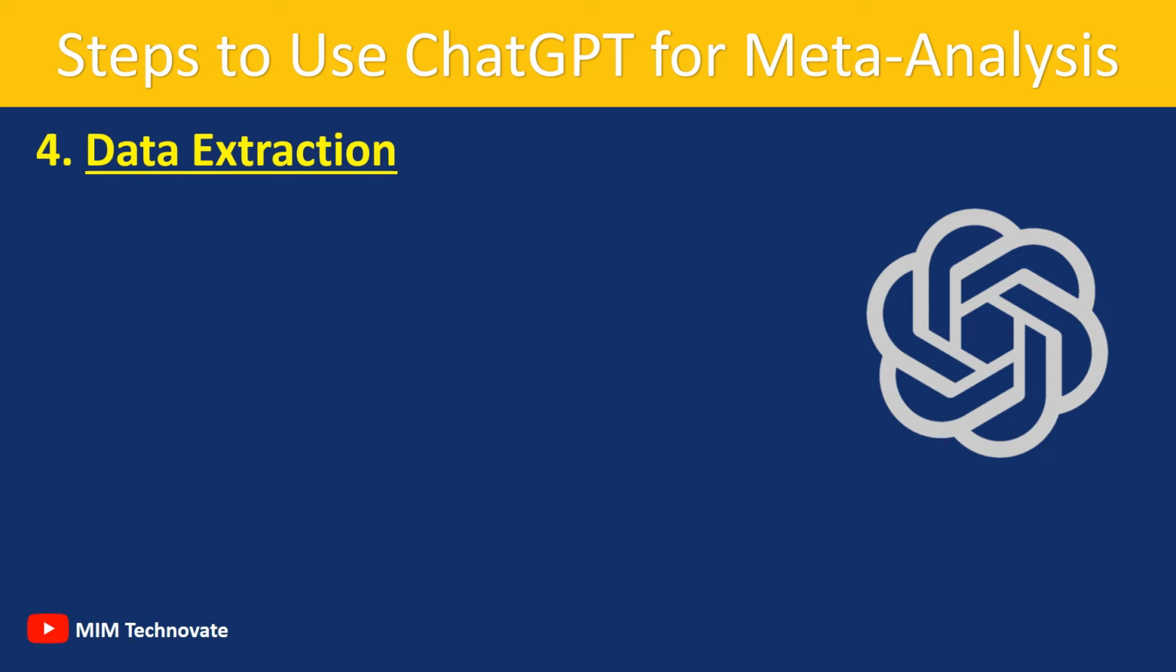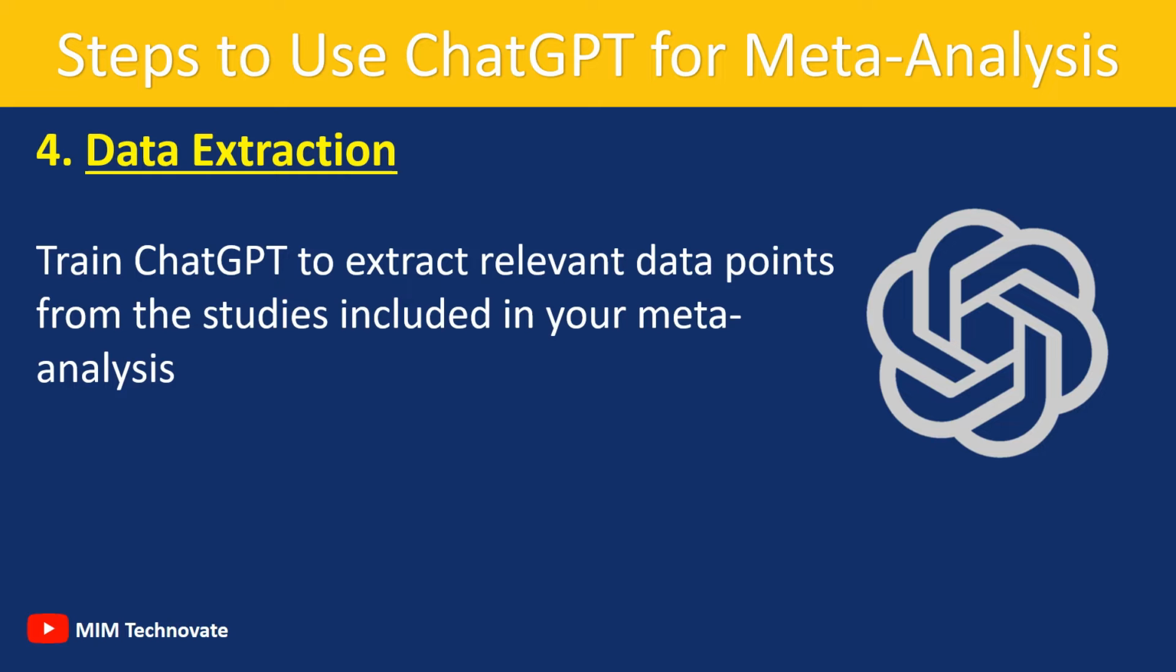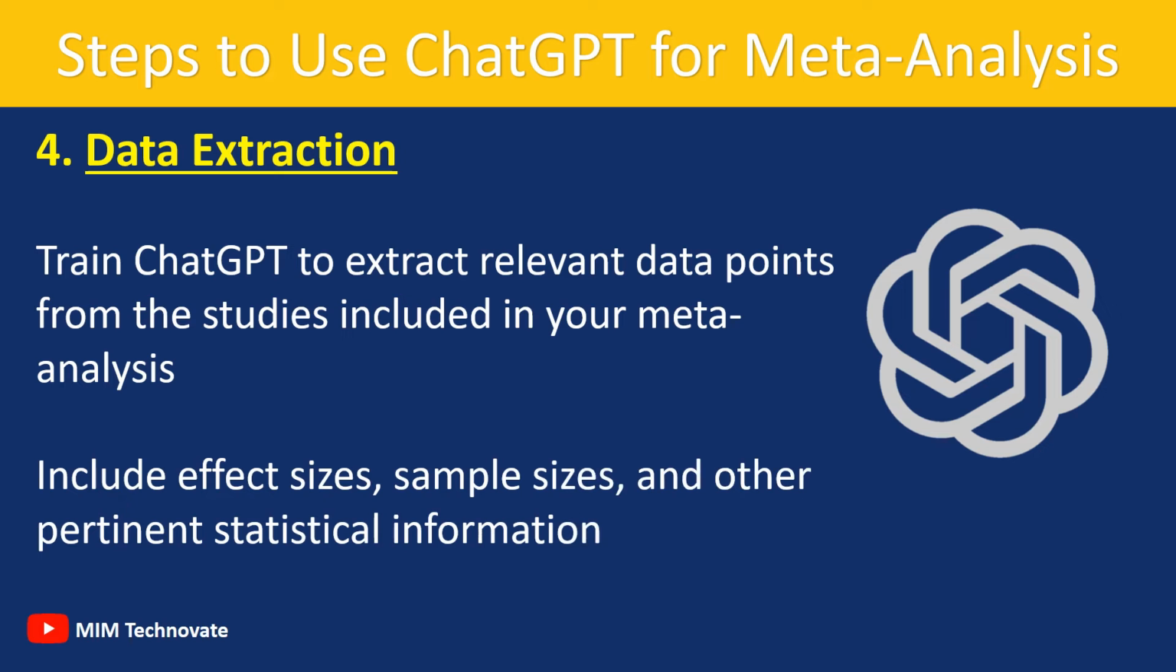Number 4. Data extraction. Train ChatGPT to extract relevant data points from the studies included in your meta-analysis. This can include effect sizes, sample sizes, and other pertinent statistical information.